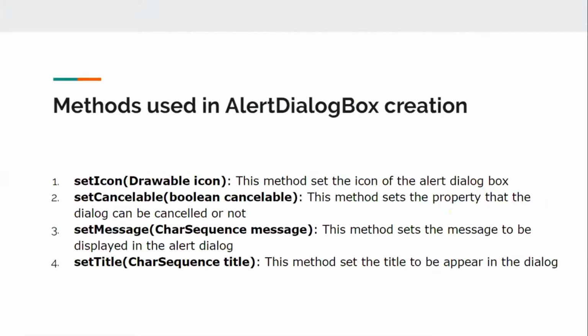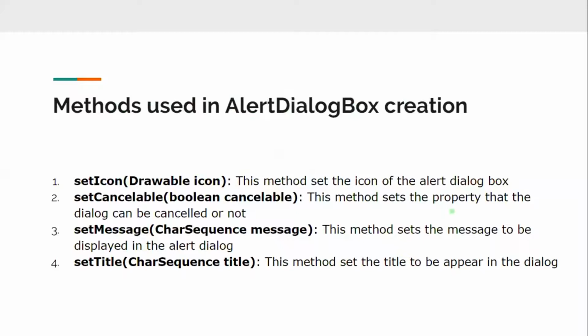Let's move further. Methods used in alert dialog box creation. So all these are the methods which we shall be using. For example, set icon, drawable icon. This method sets the icon of the alert dialog box. That is, your alert dialog box can also have an icon. You must have seen in certain applications, they put an exclamatory mark in red color. So all those things, you can straight away import and put in set icon.